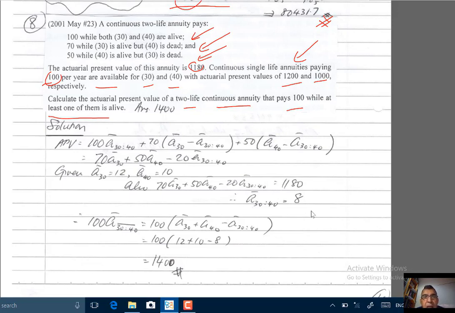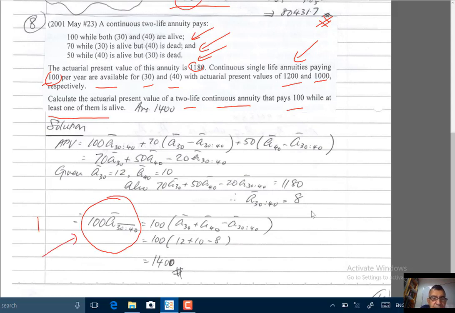So, let's start slowly. We are trying to find this. That's what you need to keep in mind. This is what we are trying to find.